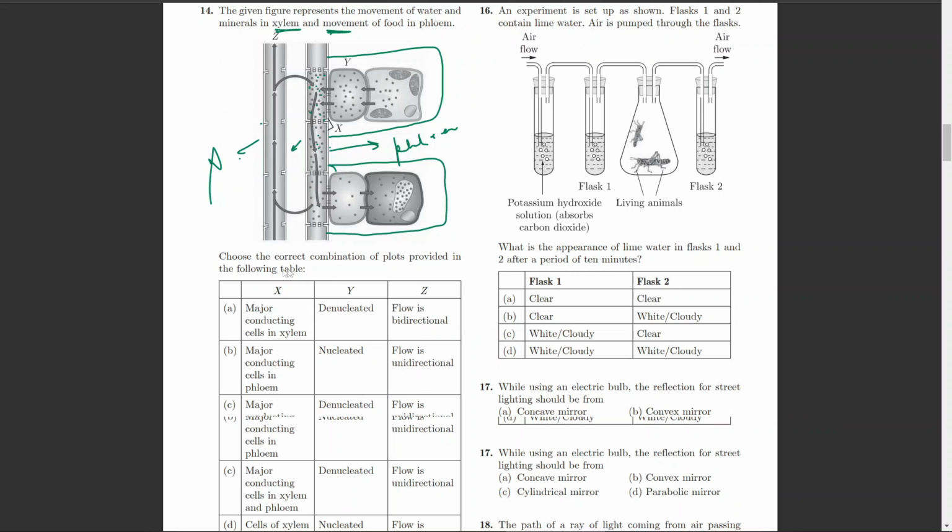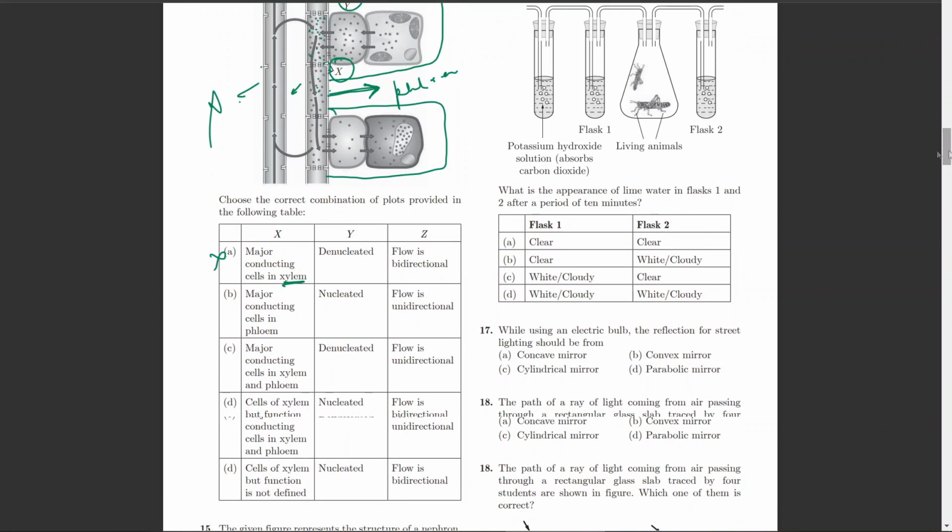Now you have to select the correct option. Now you have Z, Y and X, right? You have to tell the correct option. First one, X, major conducting cell in xylem. So as I've already told you, this tube is phloem and X is for phloem. So this option cannot be it, because here you have given that this is xylem, right?